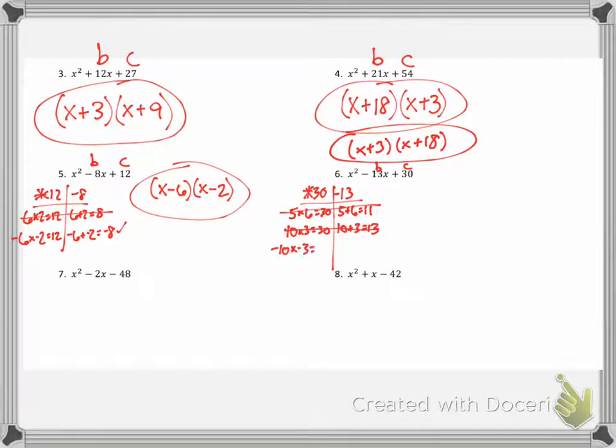So how can I fix that? Well, let's make both numbers negative. So again, both numbers negative. When I multiply two negatives, it still gets me positive 30, so that's okay. When I add them, that gets me a negative 13. That checks out. My two factors would be x minus 10 and x minus 3.